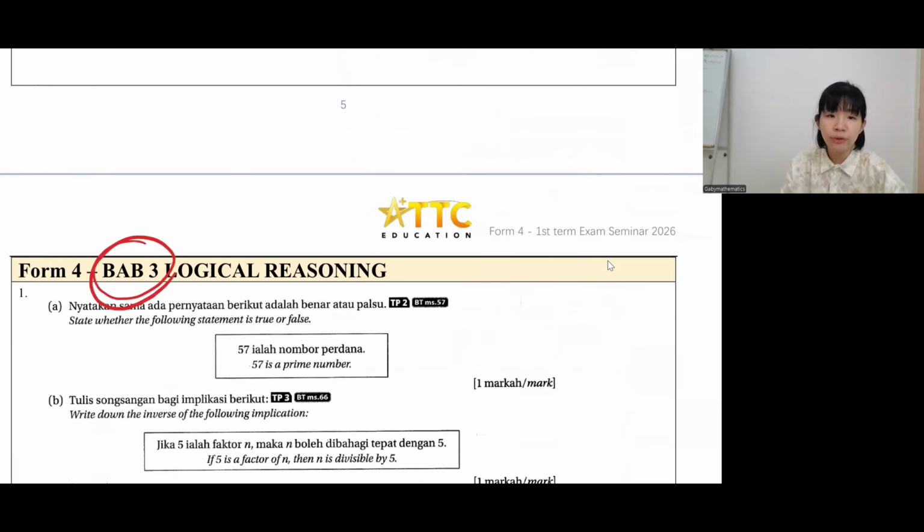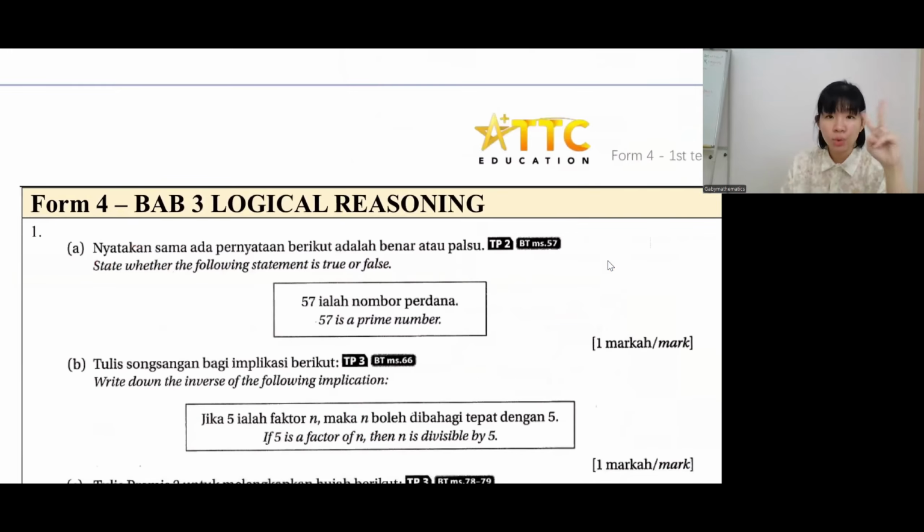Part 3, true false. I plan to do 2 questions, 2 pages. Fast one. Make sure you know every single thing here. State whether the following statement is true or false. Benar atau palsu. So number 1, 57 is a prime number.